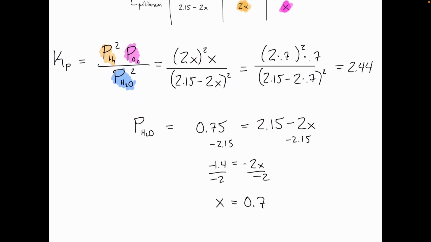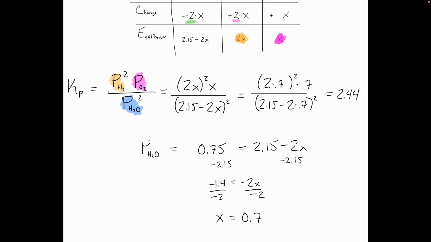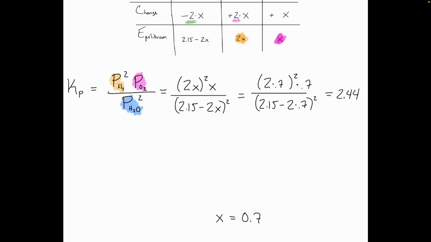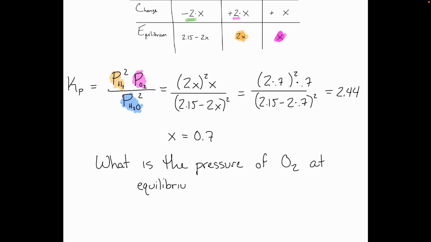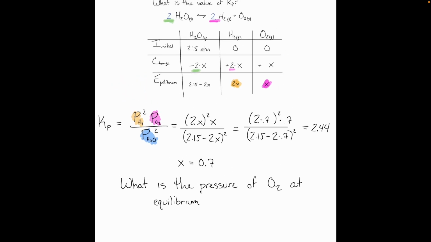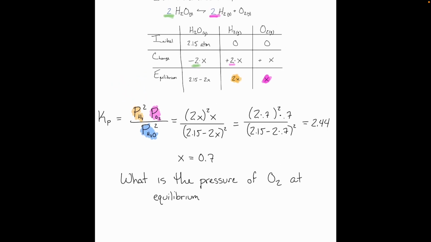Okay? So what if instead of asking for Kp, I had asked you for something like what is the pressure of O2 at equilibrium? How could you use what we've done to solve for the pressure of O2 at equilibrium?